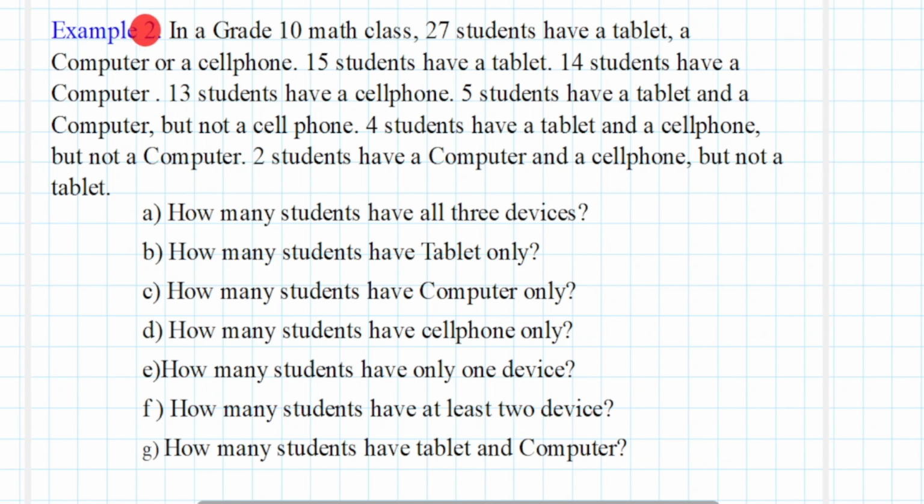Example 2. In a grade 10 maths class, 27 students have a tablet, a computer, or a cell phone. 50 students have a tablet, 40 students have a computer, 30 students have a cell phone, 5 students have a tablet and computer but not a cell phone, 4 students have a tablet and a cell phone but not a computer, 2 students have a computer and a cell phone but not a tablet.